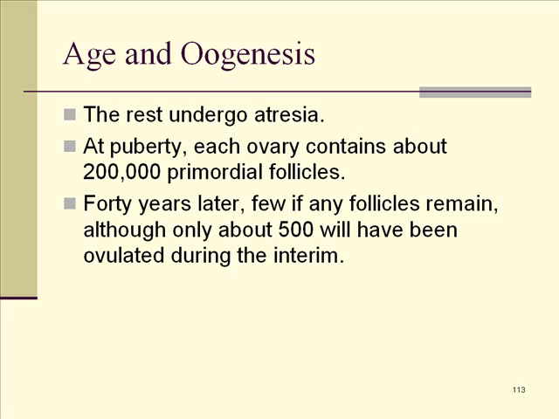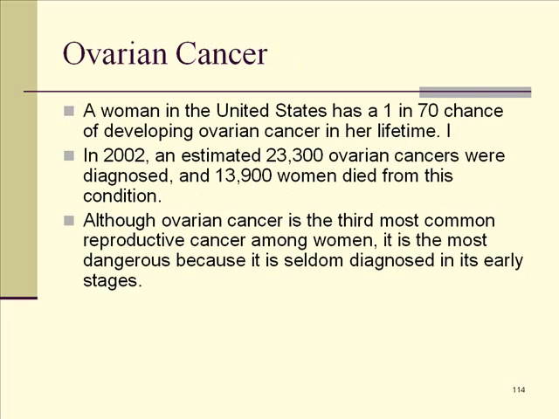At puberty, each ovary contains about 200,000 primary follicles. 40 years later, few, if any, will remain. Only about 500 will have been ovulated during the interim. So a significant decrease in the number of primary follicles that can be involved in fertilization to lead to the development of an embryo.